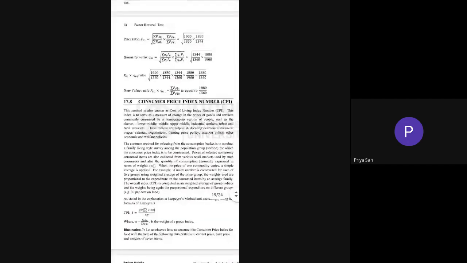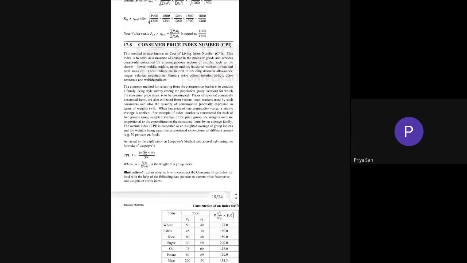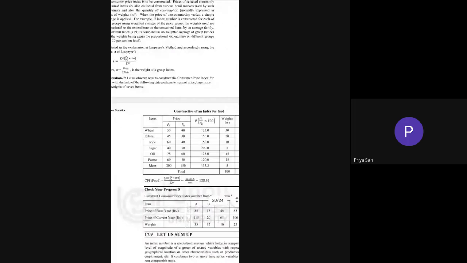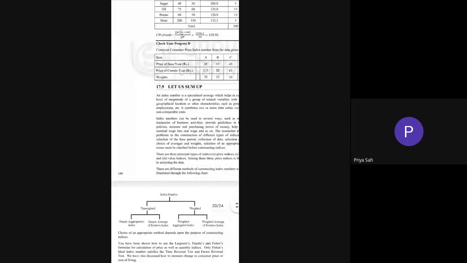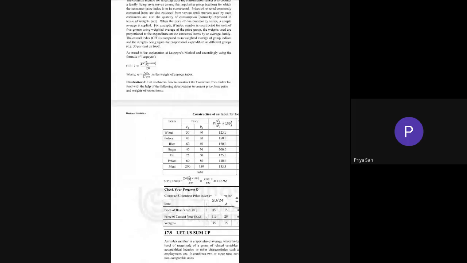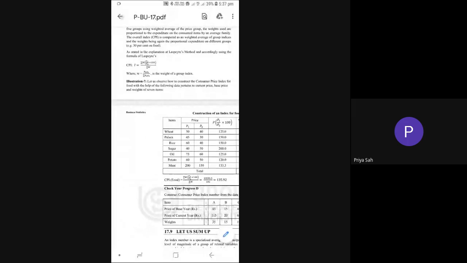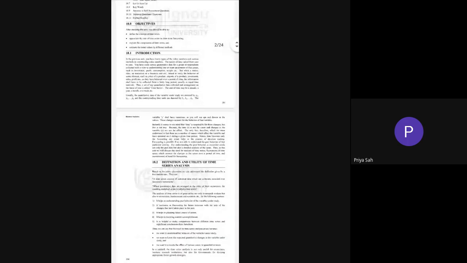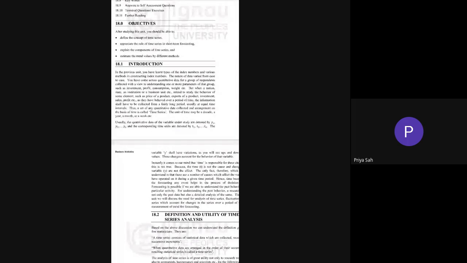Then consumer price index number, CPI, and the formula is this one. CPI formula. So these calculations are there. Then the next part, that is time series analysis. So time series analysis here.